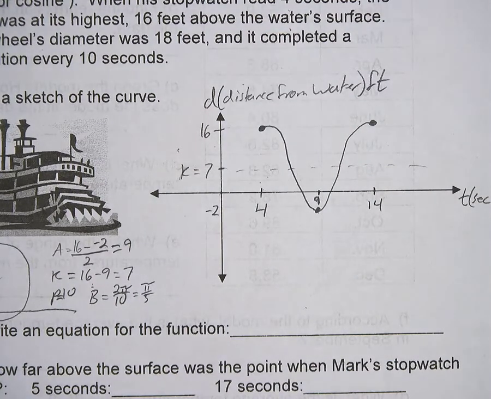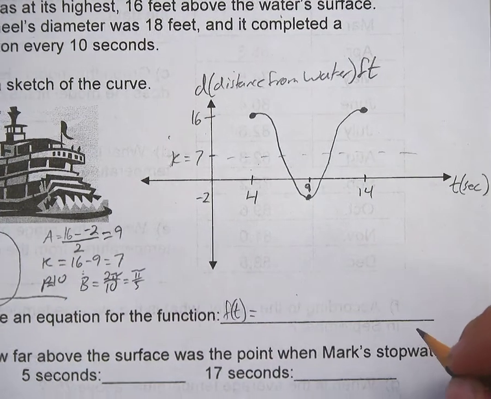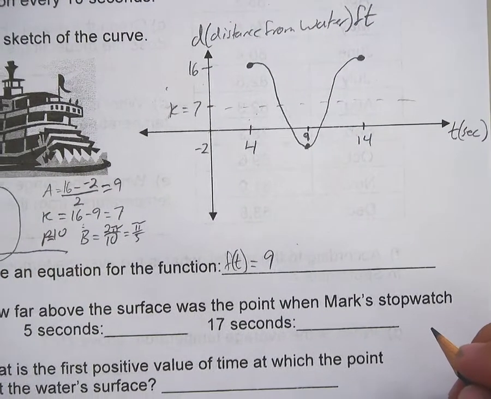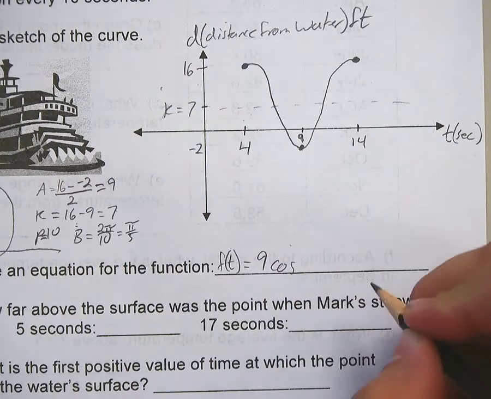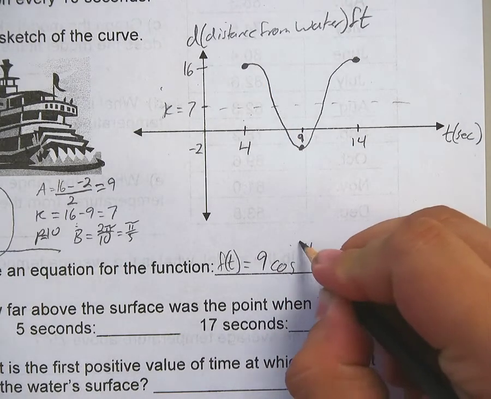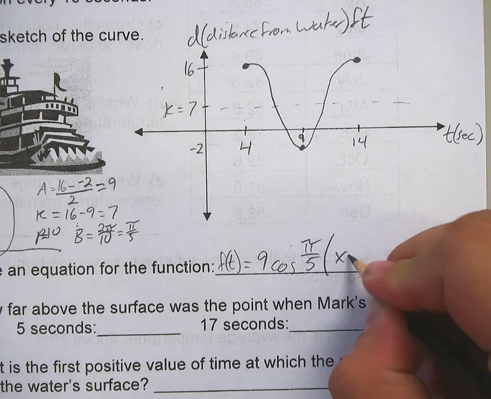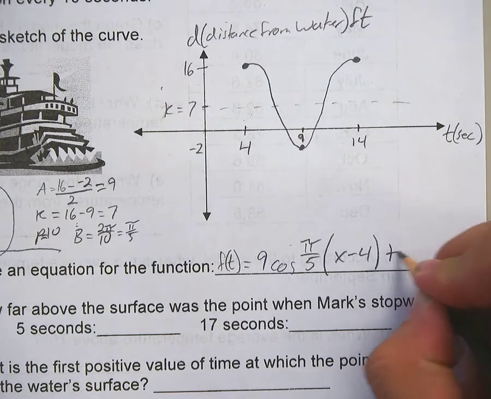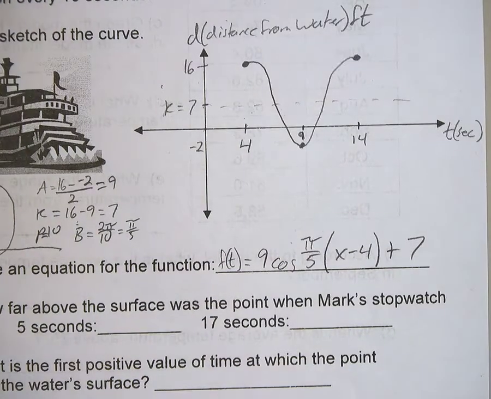Okay, so it says write an equation for the function. So we've got f of t. Your amplitude is 9, right? This is starting on a maximum, so it's going to be a cosine function. B is pi over 5. We're going right 4, and we're going up. Your k value is 7. Okay?